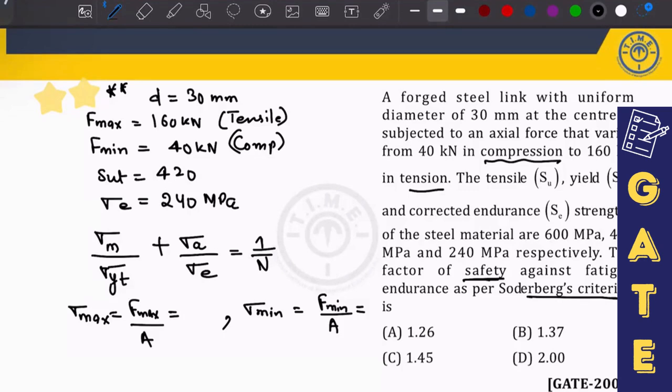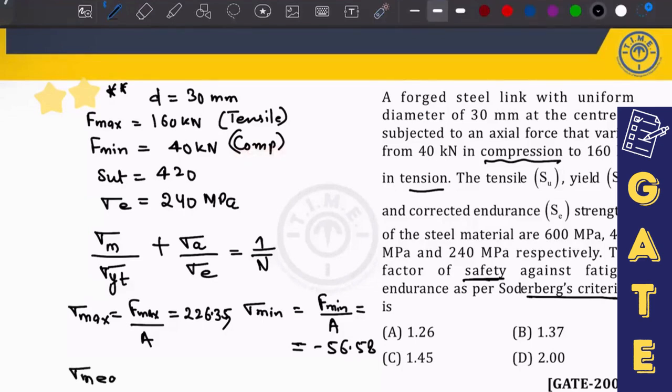226.35. And what about the minimum stress? 56 point. Okay, so once you check, that value will be minus 56.58. Very good. Now you can see here, because it is compressive, maximum and minimum are given.